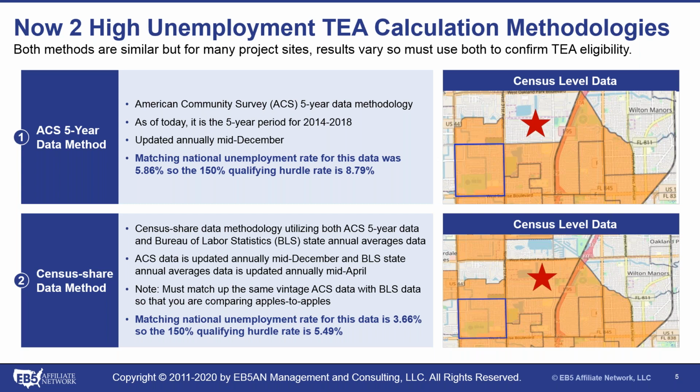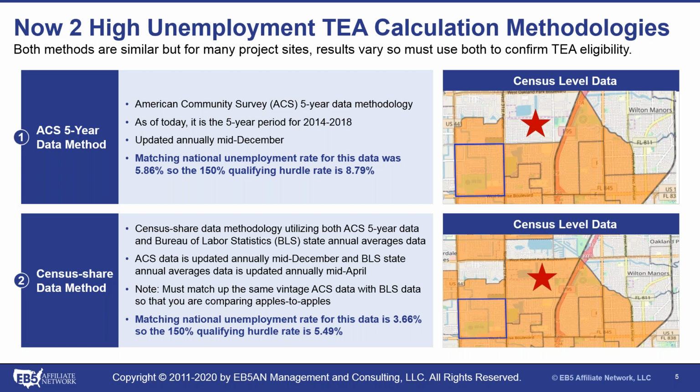Same thing for the census share. So census share, the hurdle rate is a little bit lower at 5.49. And so same thing, you either need to be in a tract where it's 5.49, or you need to be in a tract combined with directly touching tracts that when combined give you a weighted average of at least the 5.49. And so when you look at these two images on the right side, it's the same project site, but you'll see that the results are different.